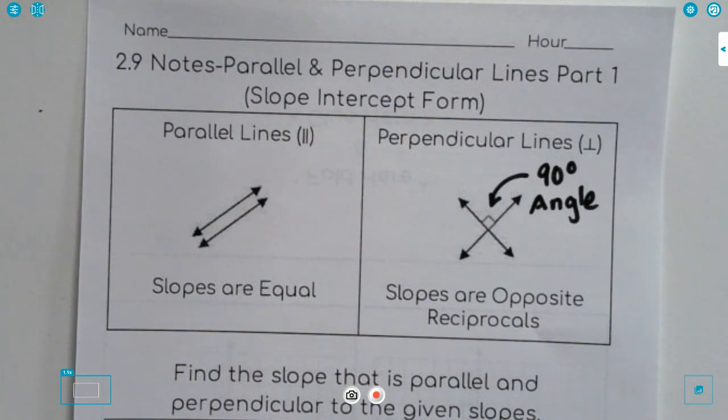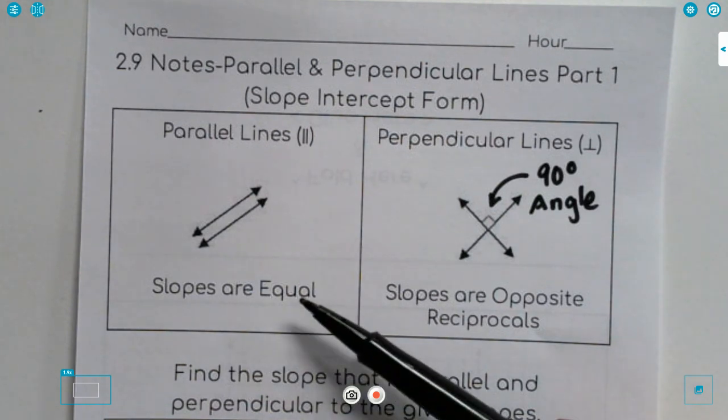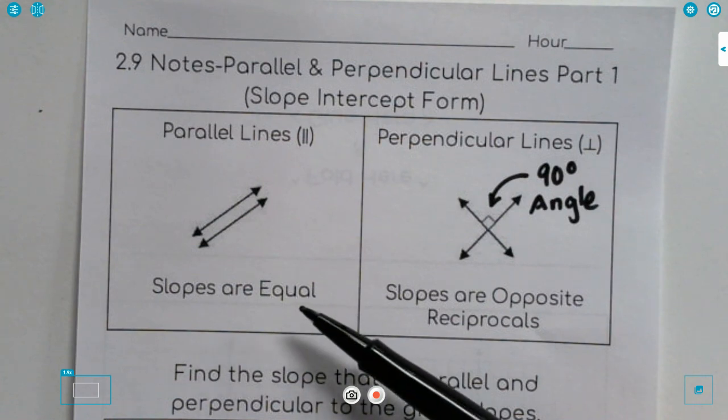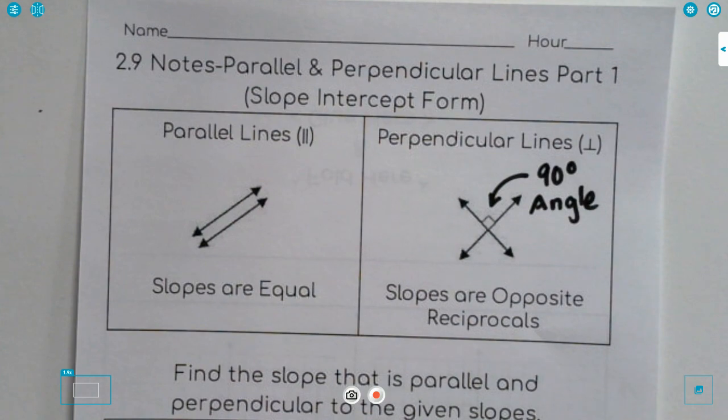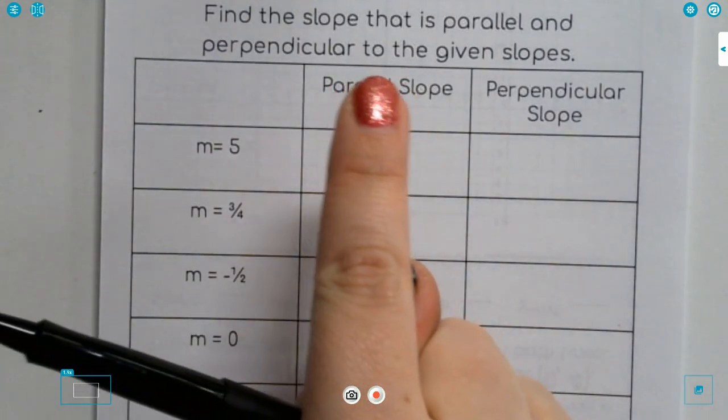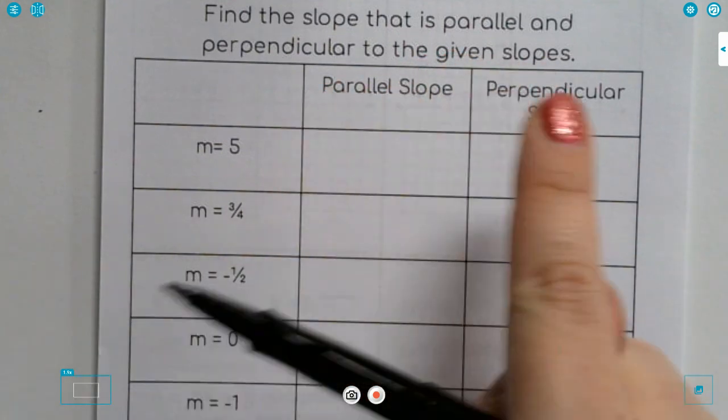So we are going to be given information and asked to find the equations of lines that are parallel to each other and lines that are perpendicular to each other. So to start out, the first thing that we need to know is that parallel lines have equal slopes. Their slopes are the exact same. So I'm going to come down here to this table, and the first thing that we're going to do is practice finding the slope that's parallel and perpendicular.